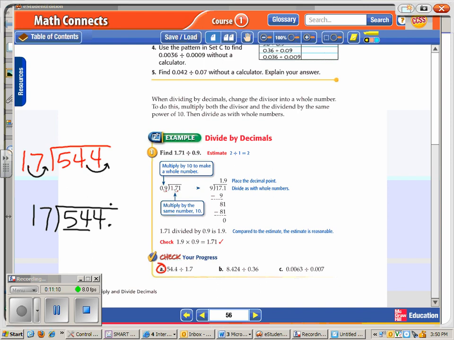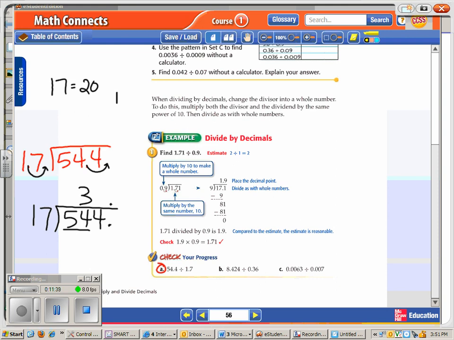If I would round 17 to 20, I'm going to think of how many 20s can you share with 54, how many can you share with 20 people? And we can put, 2 20s would be 40, 3 20s would be 60. Let's try 3. So you're going to try 3.